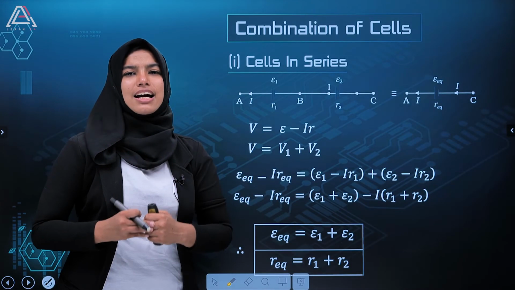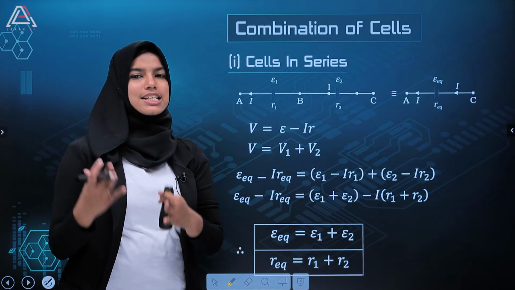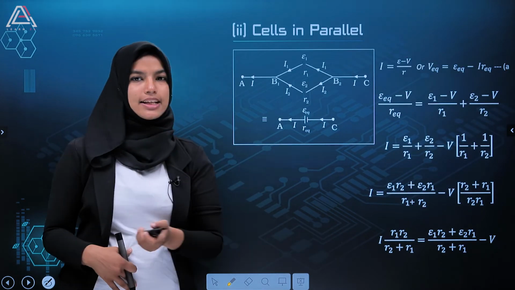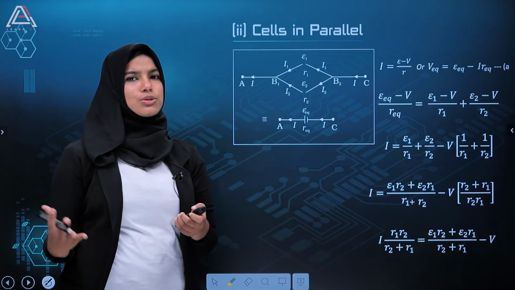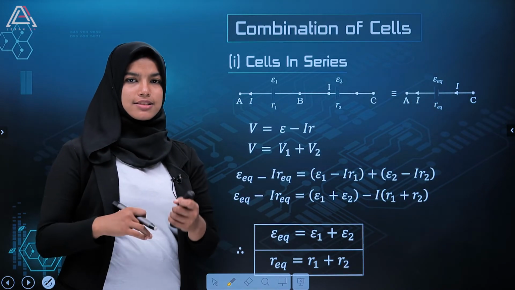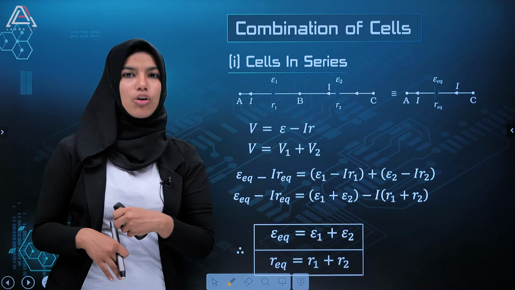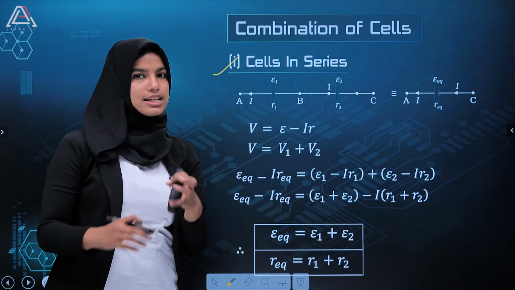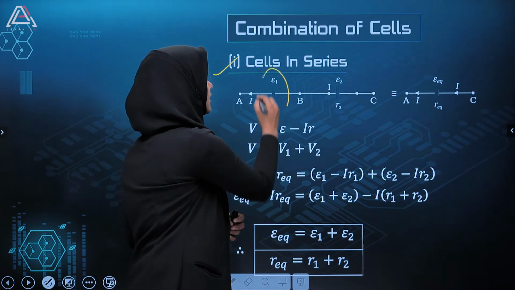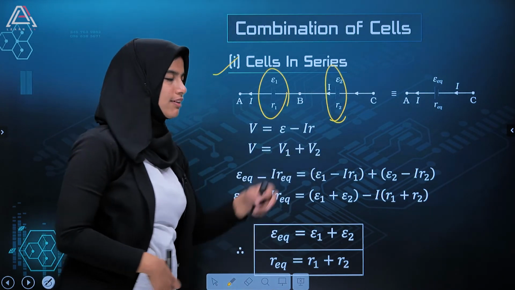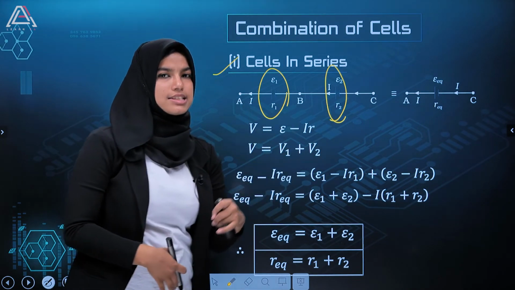Now let's analyze what happens when cells are connected in series or when cells are connected in parallel. What happens to the equivalent EMF and equivalent internal resistance? So that is what we are going to derive. The first condition is cells connected in series. Here you can see two cells, E1 and E2, with internal resistances r1 and r2 respectively, connected in series.